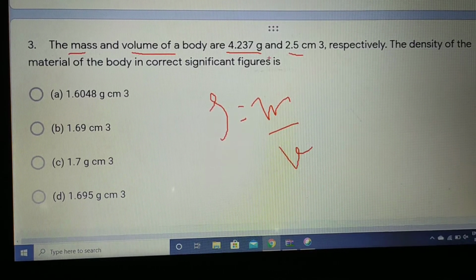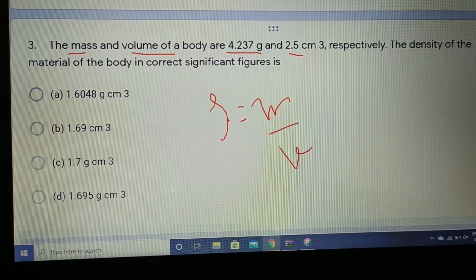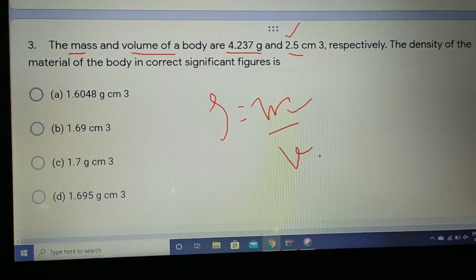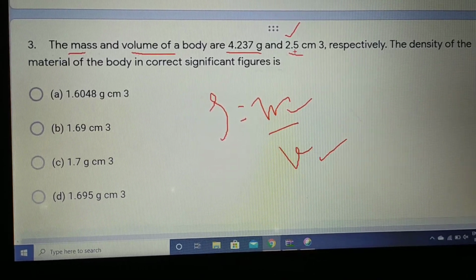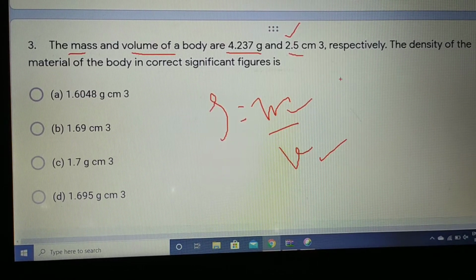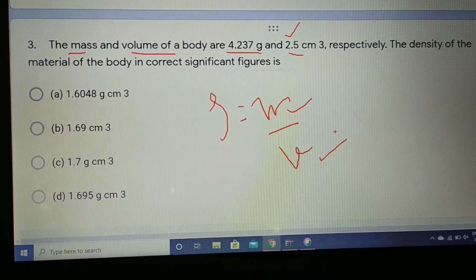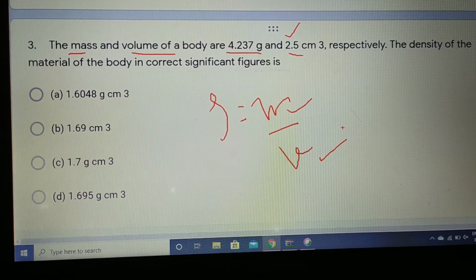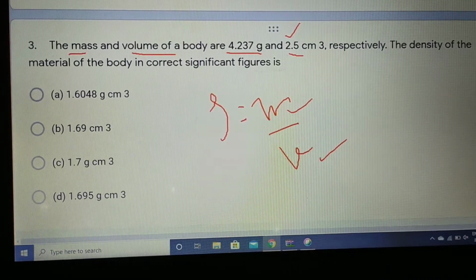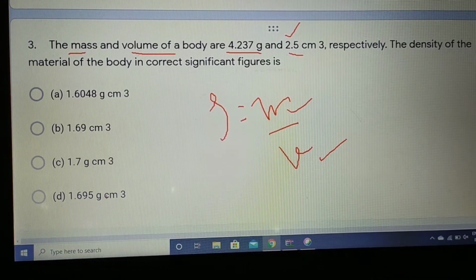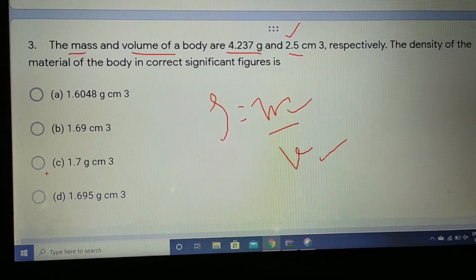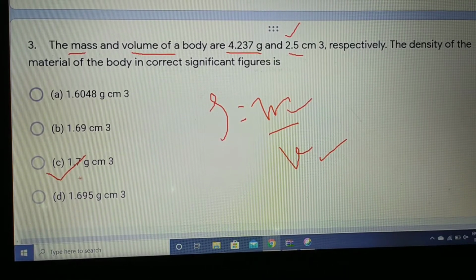Mass is given to us, volume is given to us, and we have to find the answer in the correct number of significant figures. How much? It will be having 2 significant figures. See, the least significant figures among mass and volume is in volume. Volume is having the least number of significant figures, so the answer will be having 2 significant figures. We can calculate also and then round off our result to 2 significant figures. Otherwise, from the options given, the number which is having 2 significant figures is the answer. See, 1.7, understood. So this will be the answer.